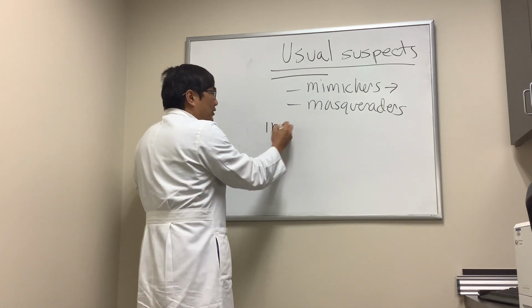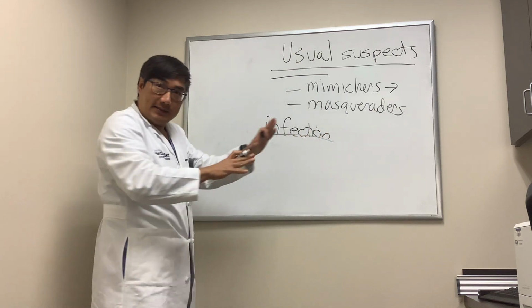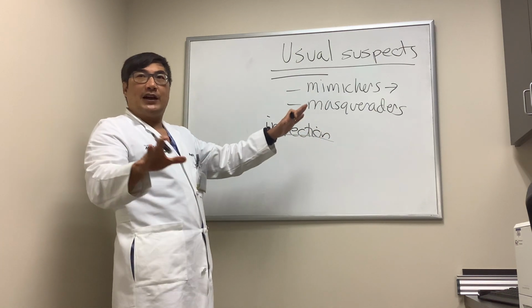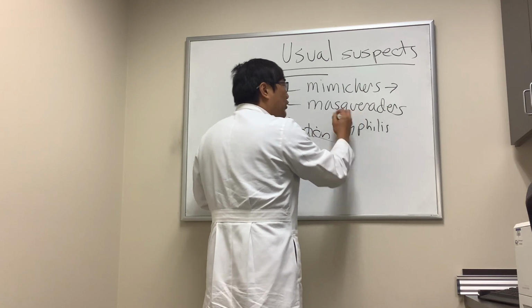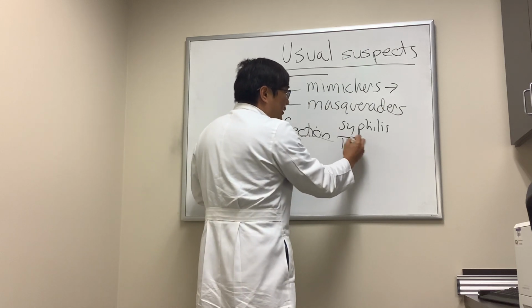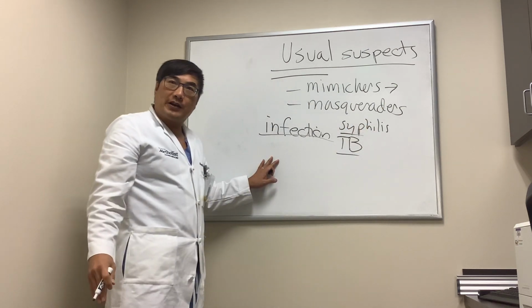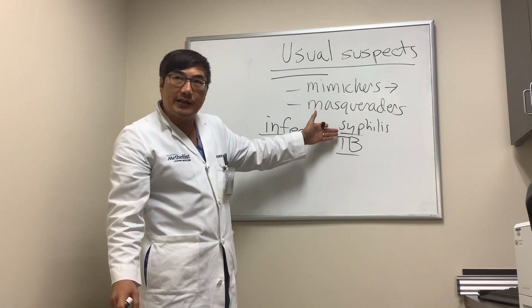So in the infection realm, the thing that can mimic any disease and any ophthalmologic finding is syphilis. That's why syphilis is sometimes called the great mimicker or the great masquerader. Tuberculosis, likewise, can be a great mimicker and can do anything. So these two, you will never go wrong by having these two in the differential diagnosis.